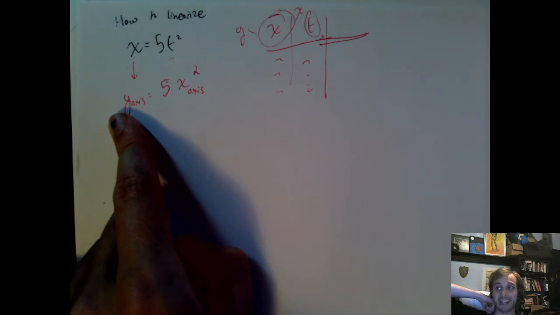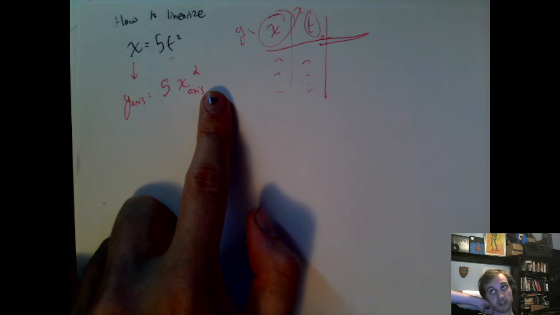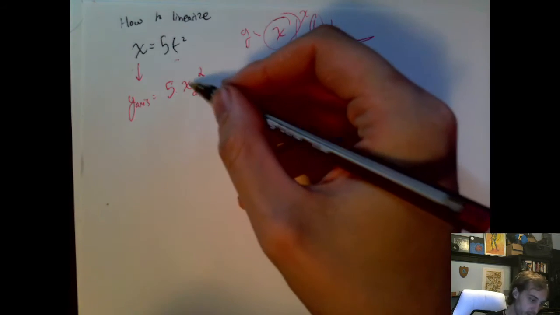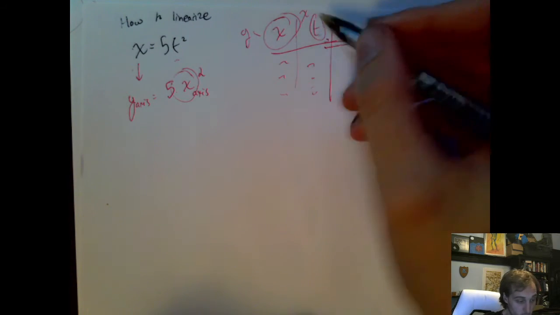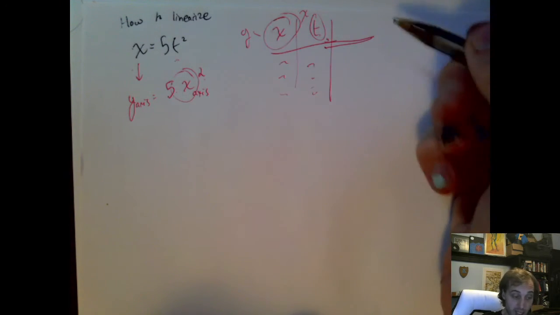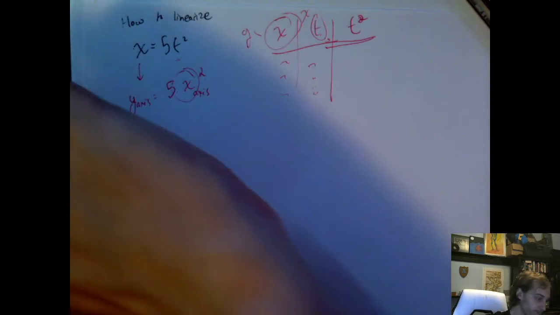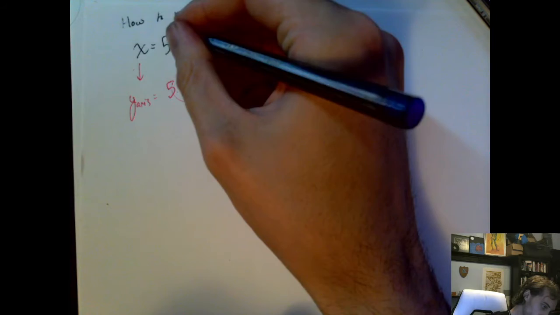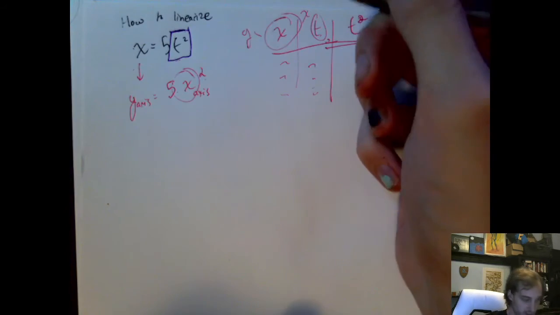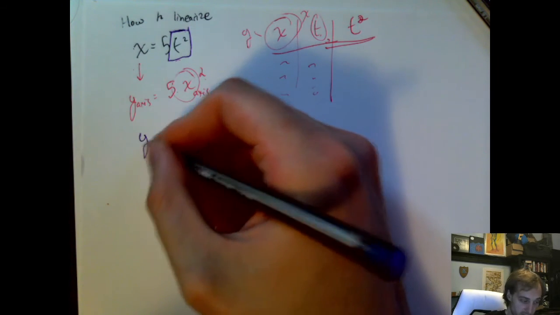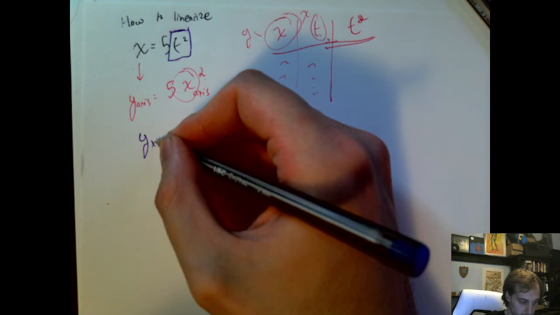What I want to do instead is find a way to represent it so that it'll look like a line. The reason this doesn't look like a line is because this squared is in the way, so I need to get rid of the squared. So instead of making my x-axis be t, which when it gets squared stops it from being a line, I make my x-axis t squared. And when I do that, my y-axis will be x.